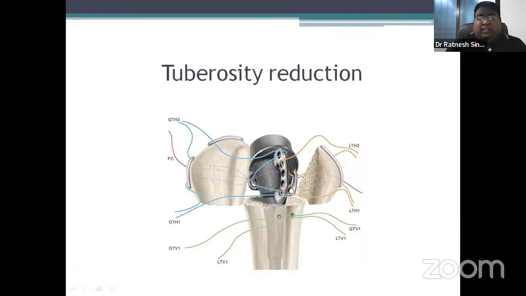And the remaining area and the bone deficit is filled with the bone graft, which is taken from the head, which is excised during the procedure.